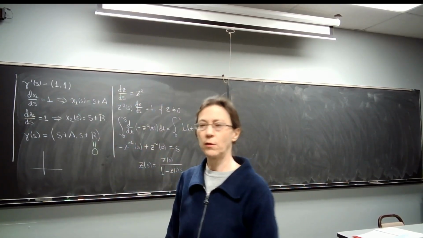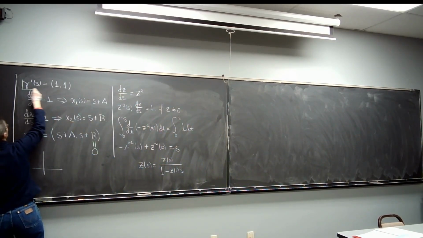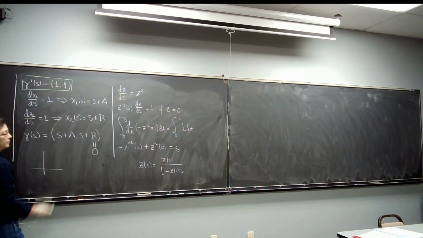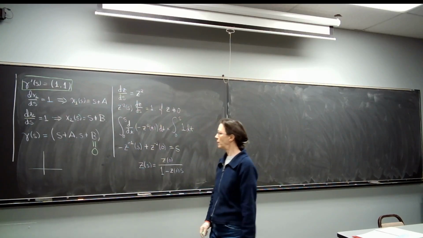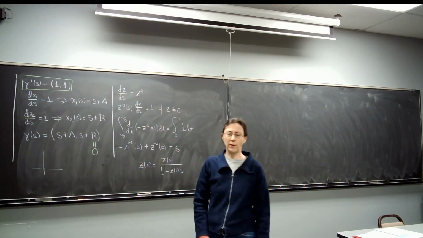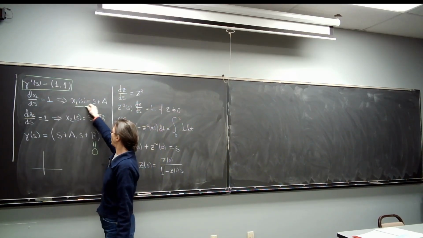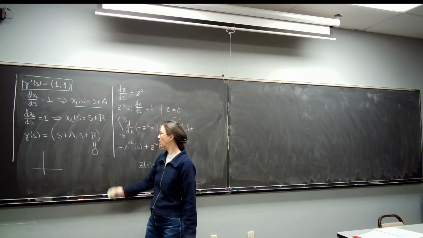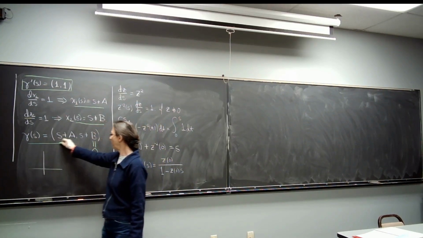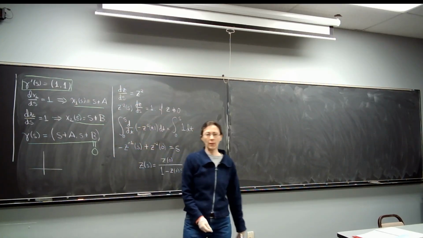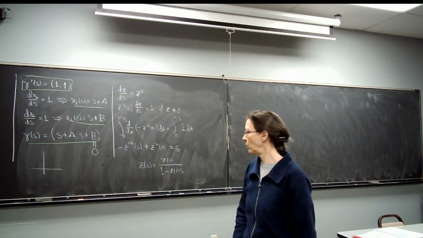This is the point we had reached a moment ago. I want to choose my curve in such a way that the velocity vector is equal to 1, 1. I just integrate in each component. My first component is equal to s plus a constant. My second component is equal to s plus a constant. And so here's my curve. Now go back to the problem as it was given.